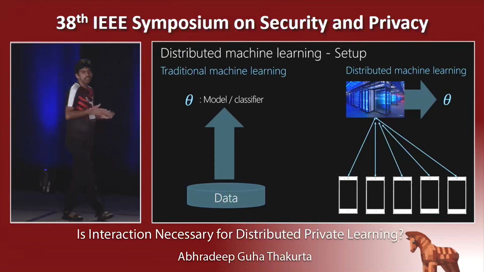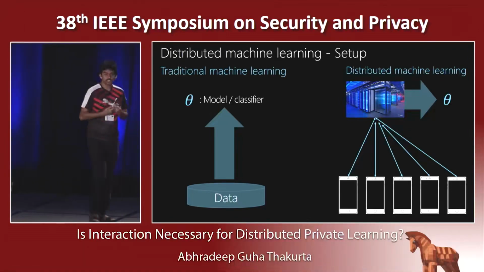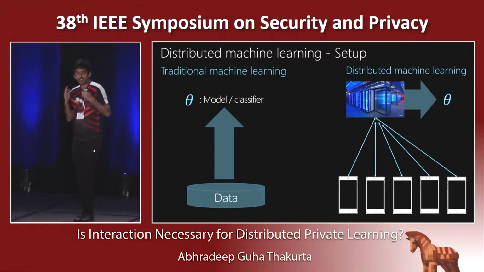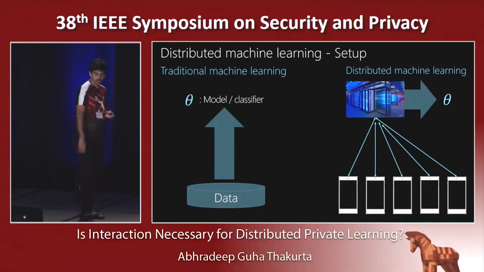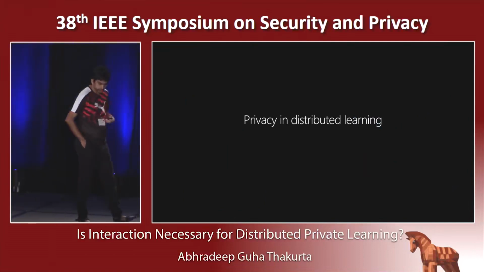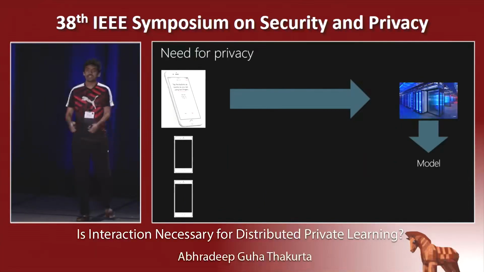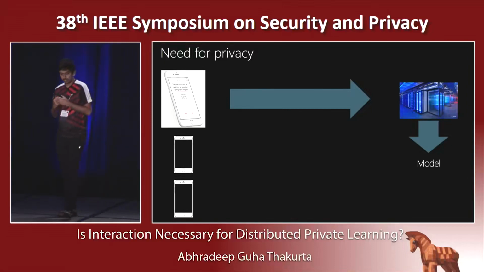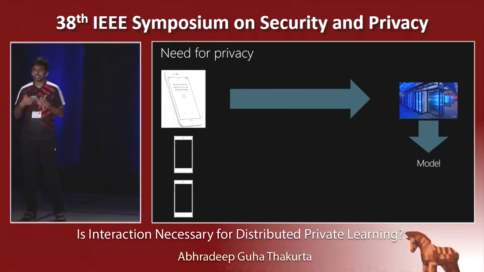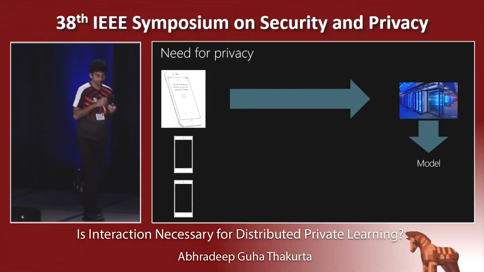Now, the moment we move on to the distributed setup, there are a lot of challenges that come up. First is the rounds of interaction that the server has with the devices, and these are usually very, very expensive. And also, well, this is a privacy talk, we are also concerned about the implications of privacy in this setup of training distributed models. That brings us to privacy in distributed learning. Here, the data is distributed across devices, and the device sends some information to the server, and the server uses this information to train or learn a model.